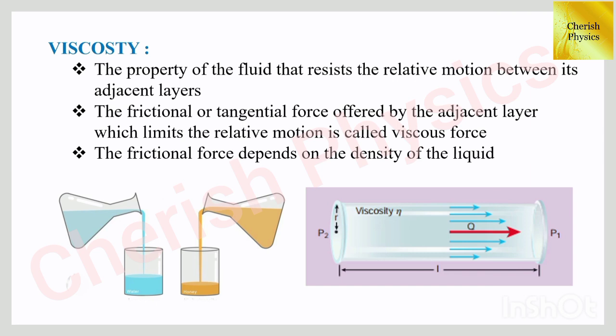See the second diagram. Water is flowing through a pipe. Consider there are several horizontal layers. At the center of the pipe, the velocity of water is high and it is low near the wall of the pipe. If we draw a velocity profile, its shape is parabolic. The velocity increases from the pipe wall to the center. The frictional force, that is the viscous force, between the adjacent layers mainly depends upon the density of the liquid.